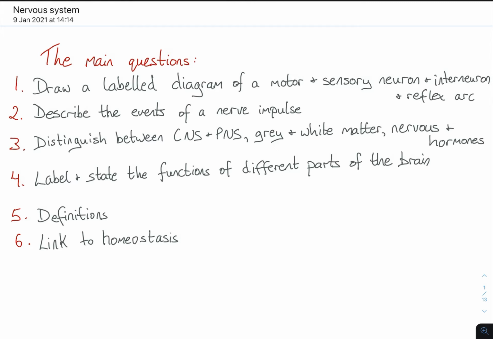The nervous system is a tricky enough chapter at the start for sure, because there's a lot of diagrams to know, and they're not easy diagrams either. There is a lot of learning and a bit of understanding there as well. So a tricky enough chapter, but it does come up fairly often, and the questions are fairly repetitive. So we'll look at the main questions here.